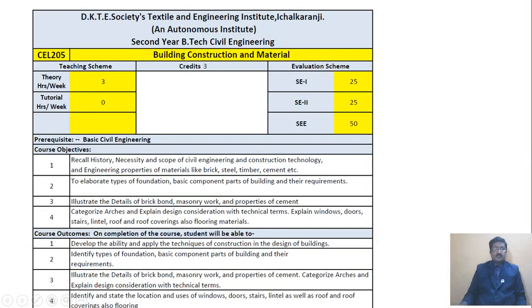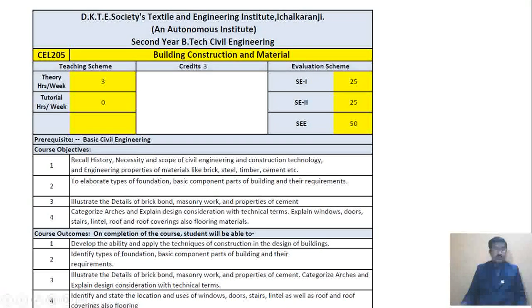Today we will discuss the syllabus and the structure of building construction and materials. Total theory lectures are 3 per week. Semester examination 1 will be of 25 marks, semester examination 2 will be of 25 marks, and the SEE, semester end examination, will be of 50 marks. The prerequisite for this subject is the basic civil engineering that we have learned in the first year itself.